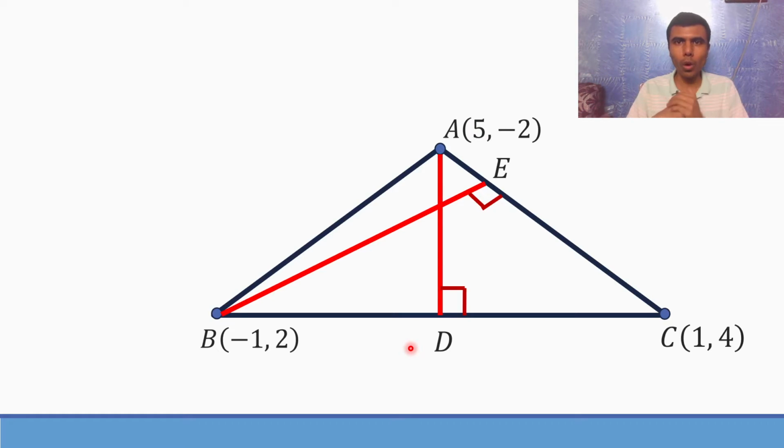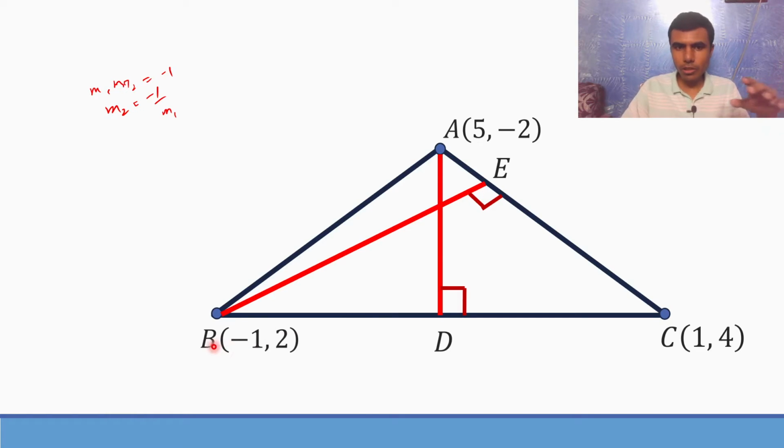Okay, how? See, this AD is perpendicular to BC. Line AD is perpendicular to line BC. That means first we can find out the slope of BC, and the slope of AD will be minus 1 by that. Why? Whenever two lines are perpendicular, m1 into m2 is minus 1. రెండు లైన్స్ పర్పెండిక్యులర్ అవుతాయి, m1 into m2 minus 1. So m2 వచ్చేసి minus 1 by m1.